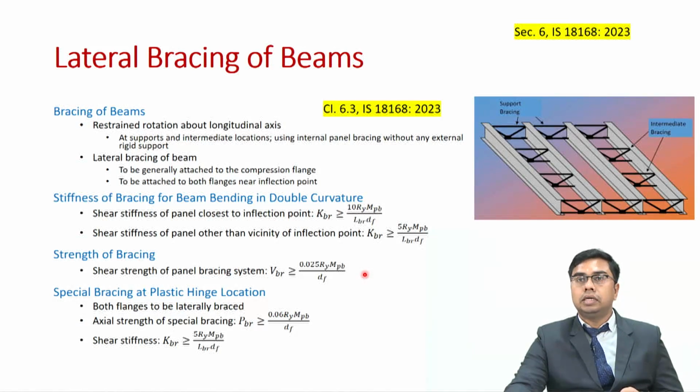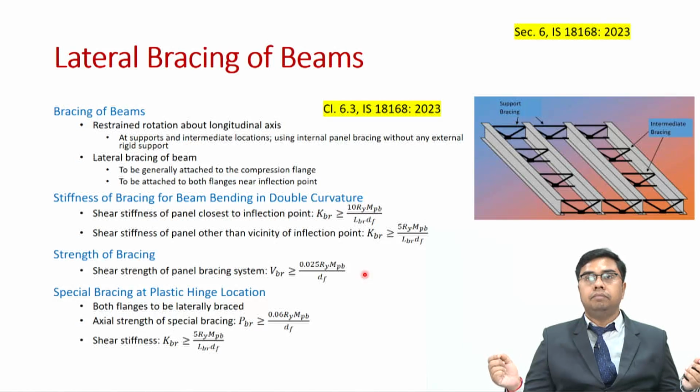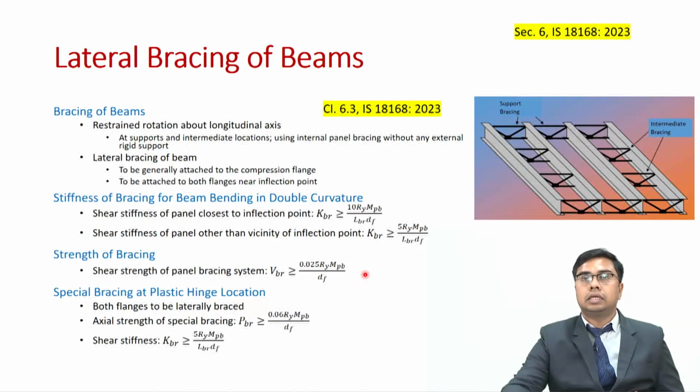Then at any plastic hinge location, which is usually at the ends of the beam in case of a simply supported beam, and in case of a cantilever it is close to the fixed end, in such cases both flanges are to be laterally braced, and the axial strength of the bracing shall be given by this very expression, and the shear stiffness is the same as the shear stiffness of the panel as shown over here. So, we will see how we will satisfy the ductile detailing related to bracing of beams.